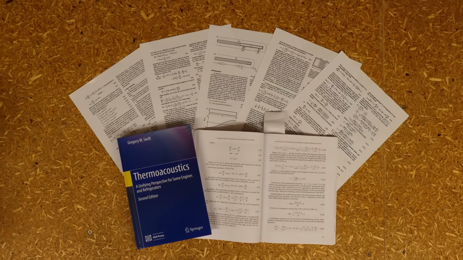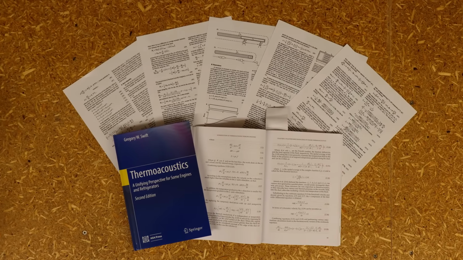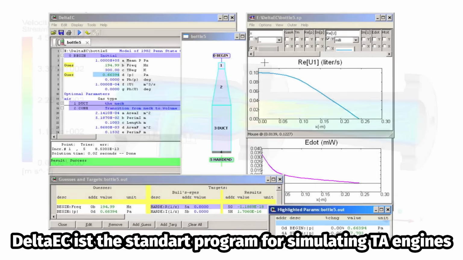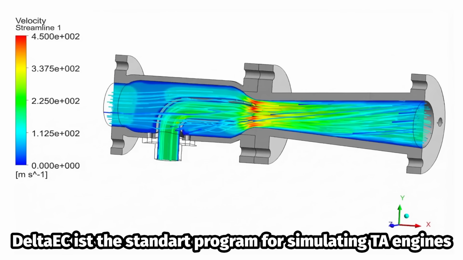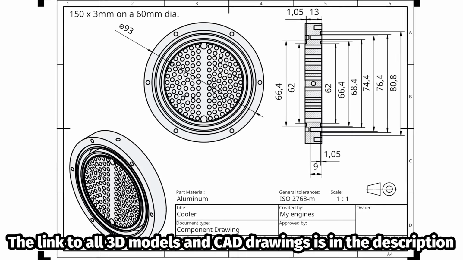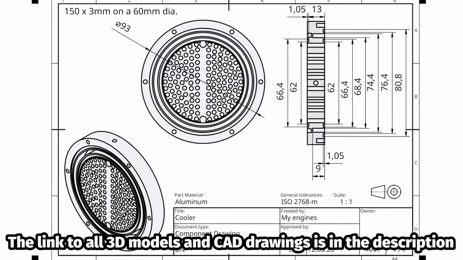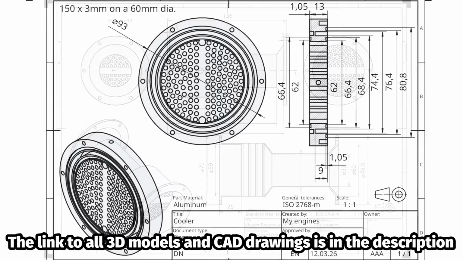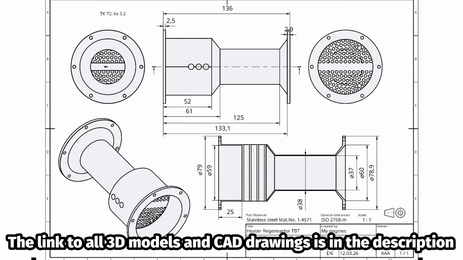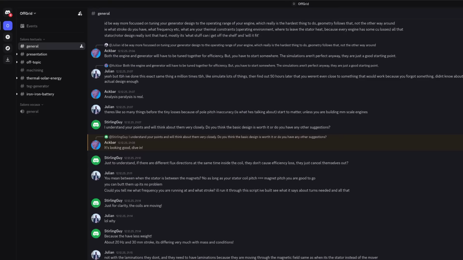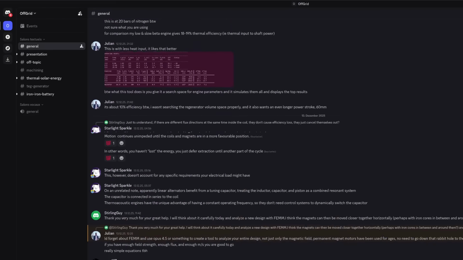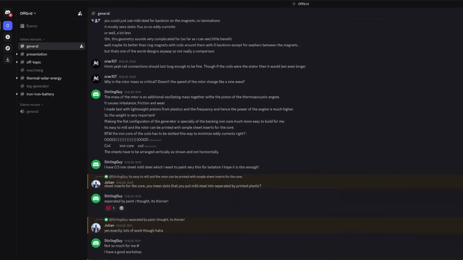The underlying thermoacoustic theory is quite complex, and optimization with Delta EC and computational fluid dynamics (CFD) requires a great deal of training or experience in this field. To enable everyone to participate in developing the thermoacoustic Stirling engine, I will describe all the dimensions and the exact construction process here. It would be great if as many people as possible could share their ideas and suggestions in the comments and on Discord.